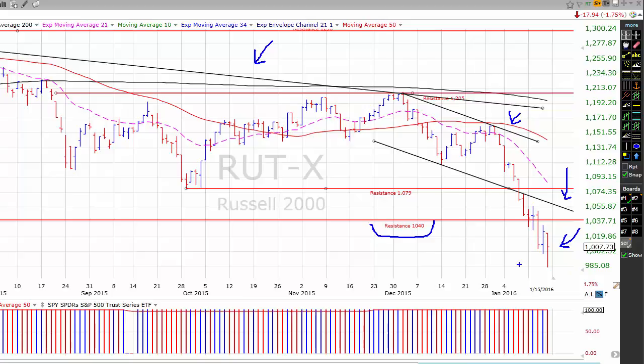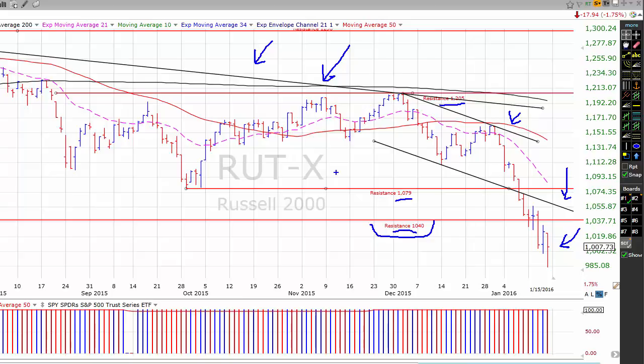In order for me to get wildly bullish about the market, we're going to have to recapture this area of resistance in the 1040 area, resistance up here in the 1079 area, and I would want to take out this intermediate term downtrend and perhaps take out resistance up here in the 1205 range. And so we've got a long way to go before we get exceptionally bullish.